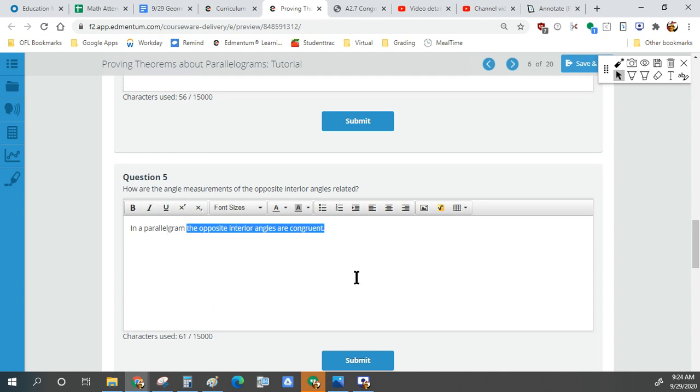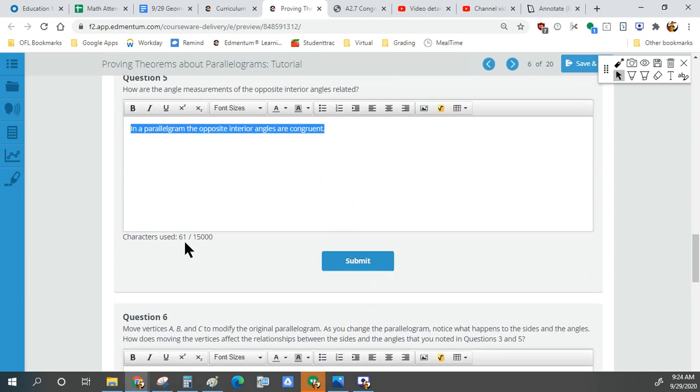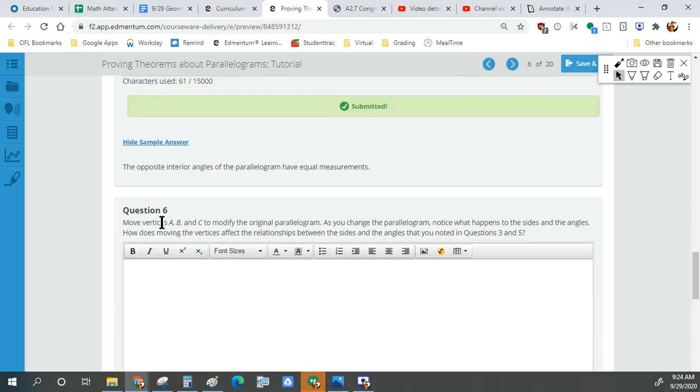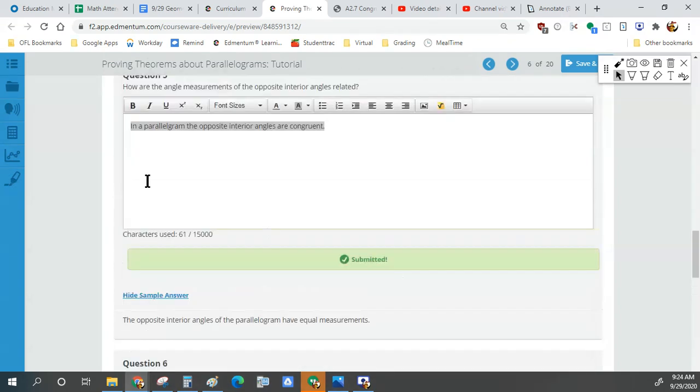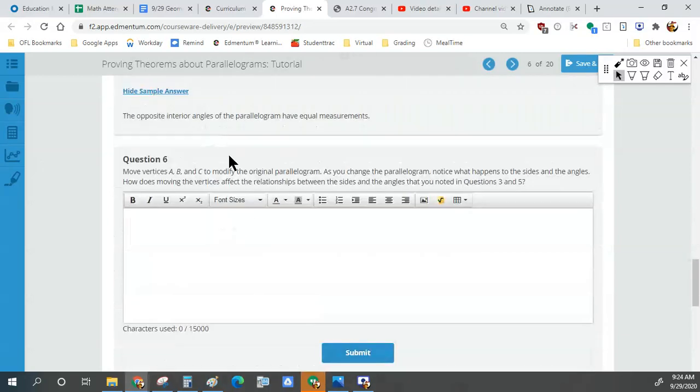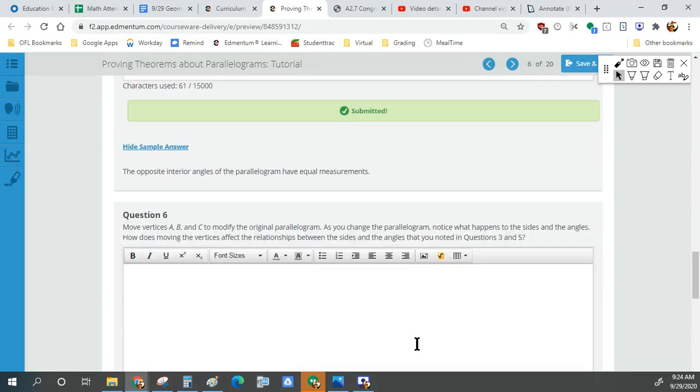If we say this, it's a relative statement. It depends what we're talking about. But if we say the whole thing, it's more specific. So that's how come if you submit it, you'll say the opposite interior angles of a parallelogram have equal measures. They're just making it more general. It can apply for every case, not just this case. Move the vertices of the original parallelogram, change the thing. Do we notice a difference?